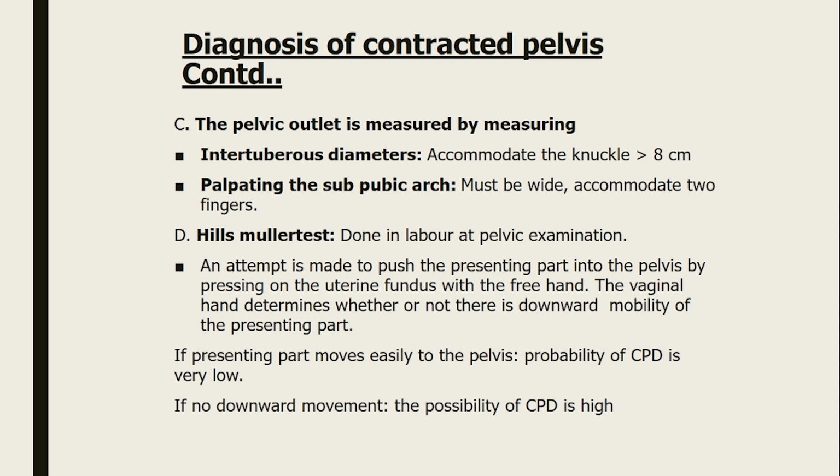pelvis is adequate. So clinical pelvimetry involves 3 things: assessment of the pelvic inlet, the mid cavity, and then the pelvic outlet. With the pelvic outlet, just accommodation of the knuckle easily will denote that the outlet is adequate. And if you put 2 of your fingers at the subpubic arch and can easily accommodate them, fine. That means the outlet is adequate. So we have to combine all those things to make a very good assessment.